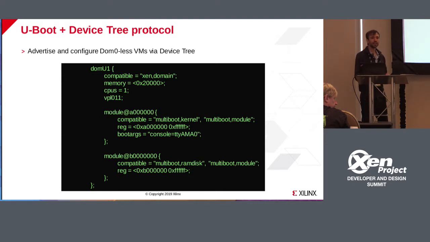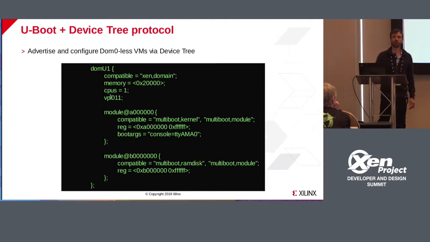So we have expanded this protocol by introducing this concept of Xen domain. Here, this is a node that fully describes one VM. So it's compatible Xen domain. It has a certain amount of memory specified in kilobytes here. Yes, this example is wrong. I see Julian's face. It should be 2 numbers here. Anyway, it's in kilobytes.